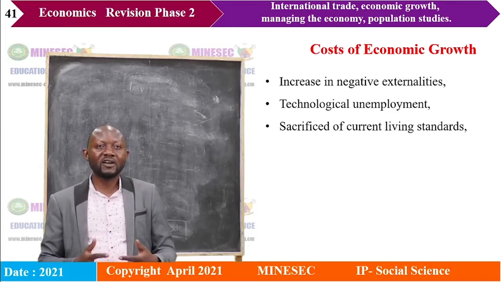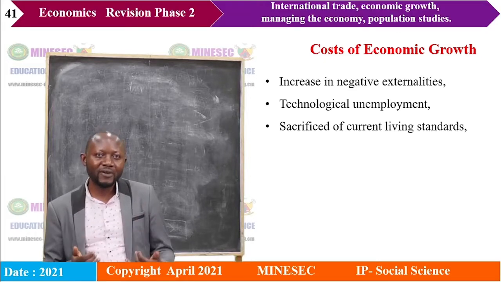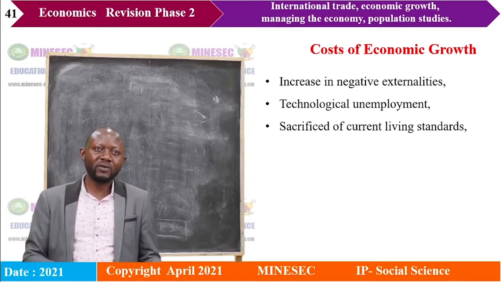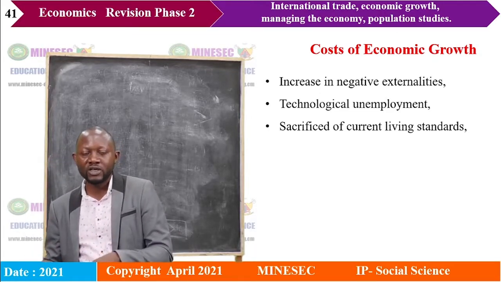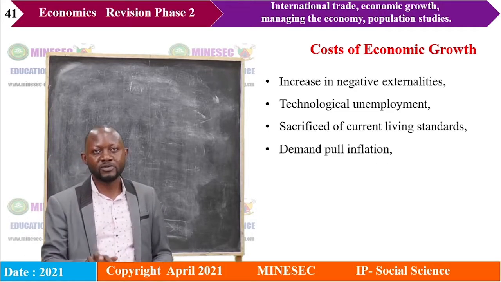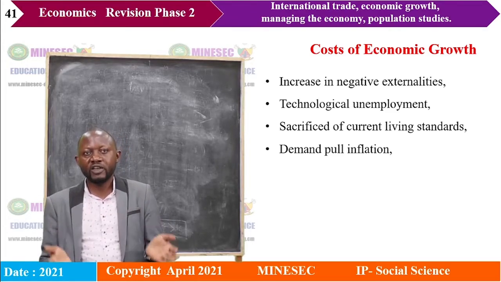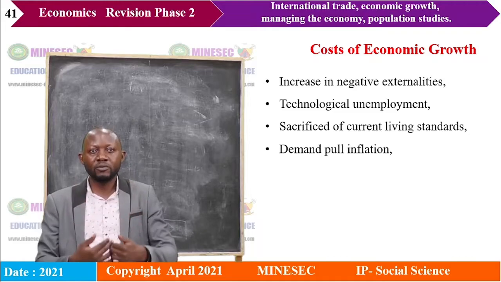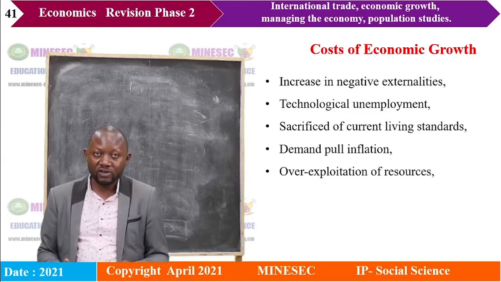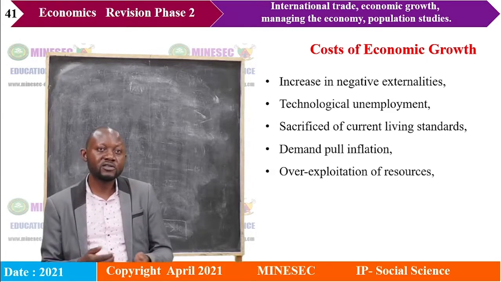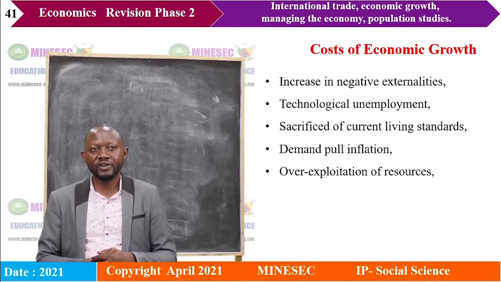There is going to be sacrifice. One of the main costs of economic growth is the sacrifice of current living standards. Given that we're now trying to divert resources from consumer goods production to producer goods, current living standards will have to be sacrificed. It could cause demand-pull inflation, with less availability of consumer goods. Demand might be more than supply. Over-exploitation of natural resources, especially non-renewable resources, will be a problem for future generations.